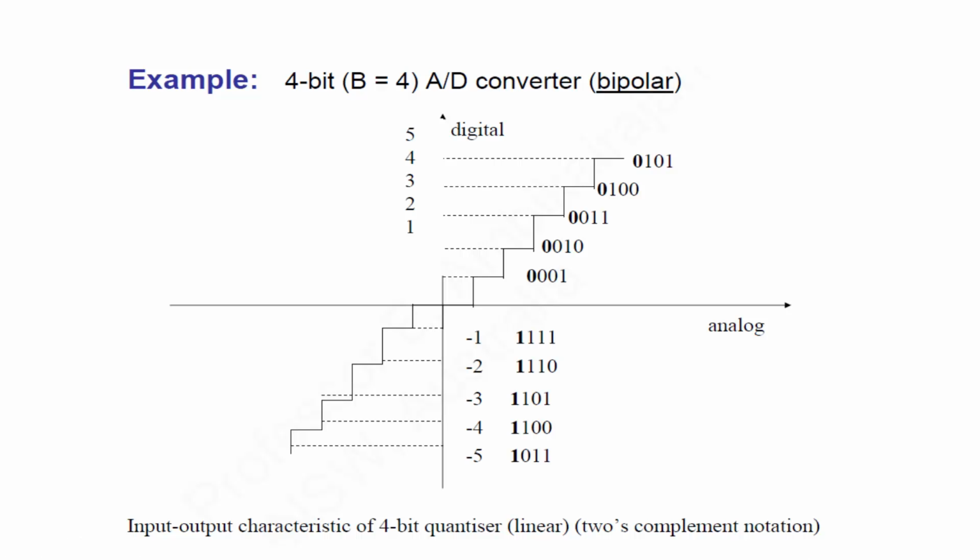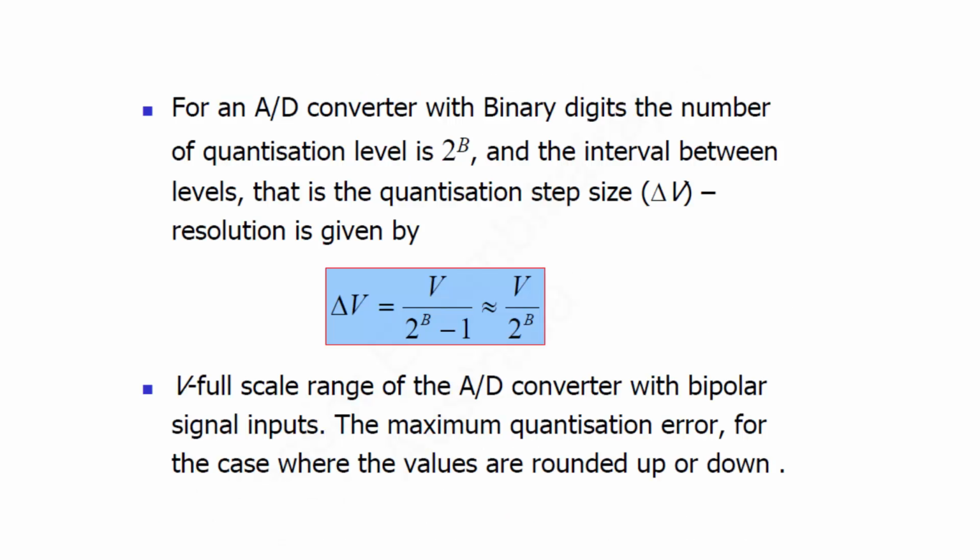If it is a unipolar one, all the positive values of the digital form will be there, corresponding to each quantization level. Now, for an A to D converter with b binary digits, the number of quantization levels is 2 to the power b. What is b here? b is the number of bits the A to D converter will output for each sampled value. The number of quantization levels will be 2 to the power b, and the interval between the levels is the quantization step size, which is delta V, as I have already explained.